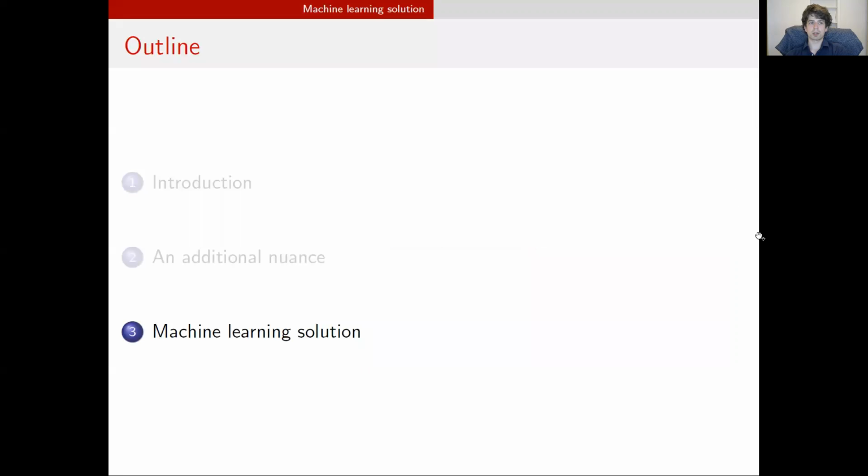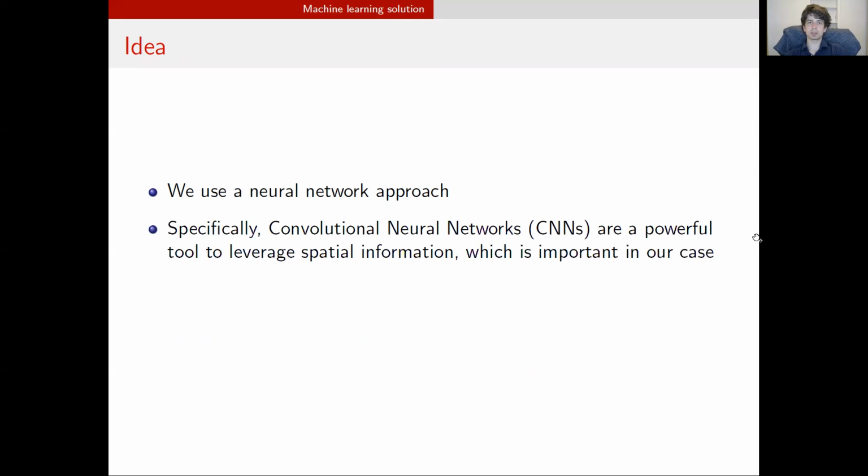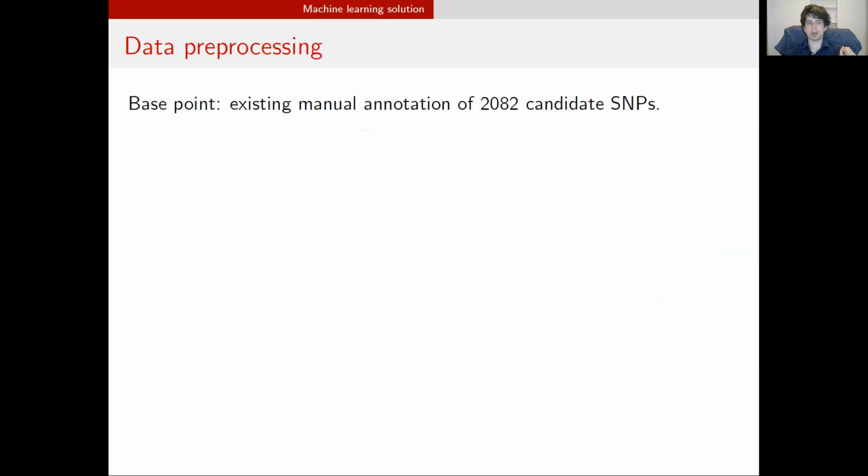And this brings the last part, which is the machine learning solution to all of this. So we use neural networks because humans classify these points after a while using some kind of intuition, and these models are typically good at that. And we specifically use convolutional networks because they can leverage spatial information, which for us is important. And they have been quite popular recently in many image processing tasks. And what we have to begin with is the manual annotation of 2082 called candidate SNPs.